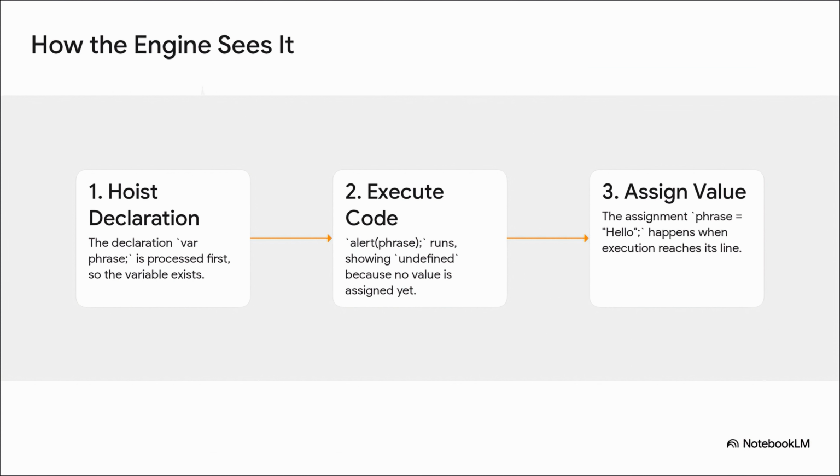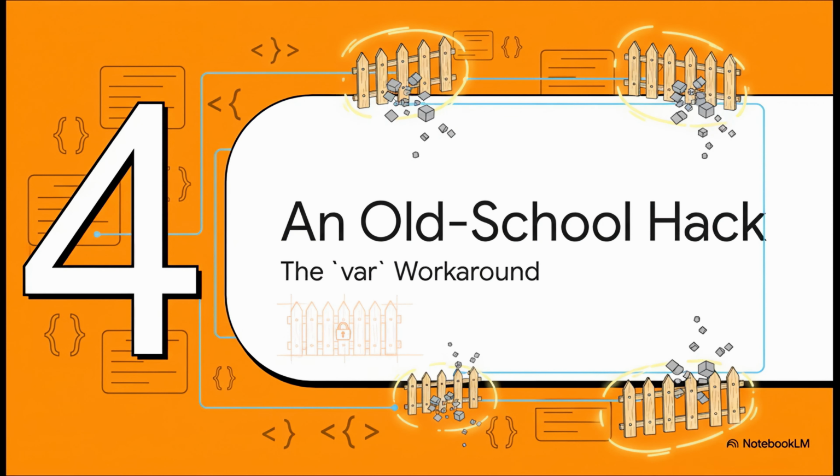Then, step 2. Your code runs. The alert phrase line executes, and what does it show? Undefined. Finally, step 3. The engine gets to the line where you actually assign the value: phrase equals hello. And here is the absolute most important thing to remember. Declarations get hoisted, but the assignments stay right where they are. That's the whole secret.